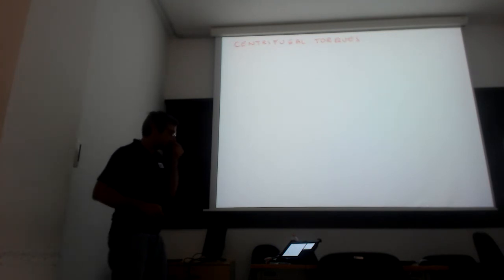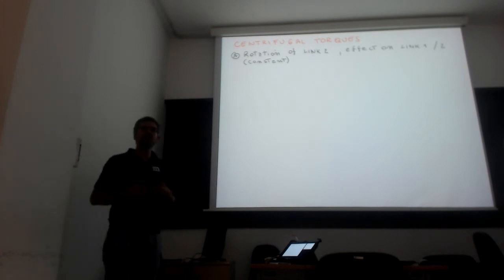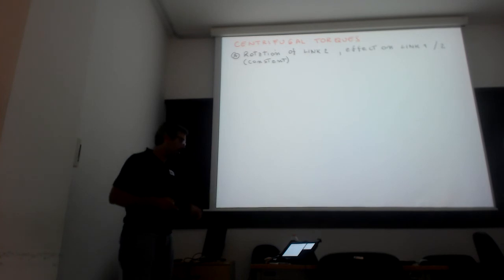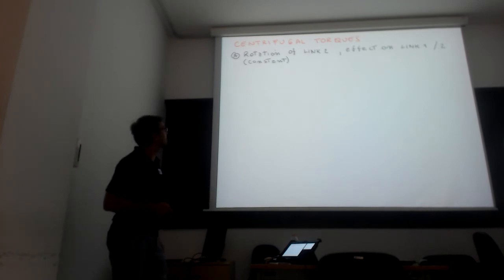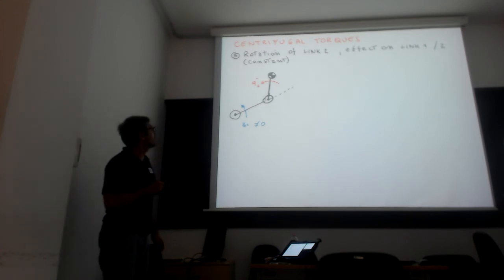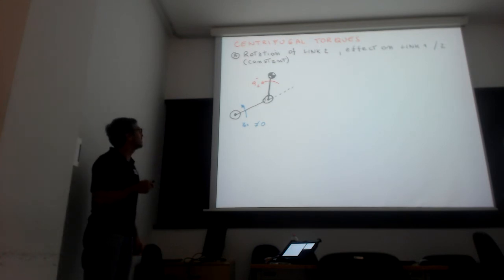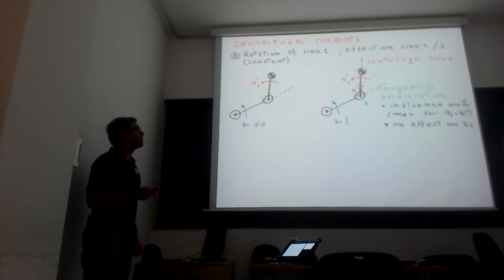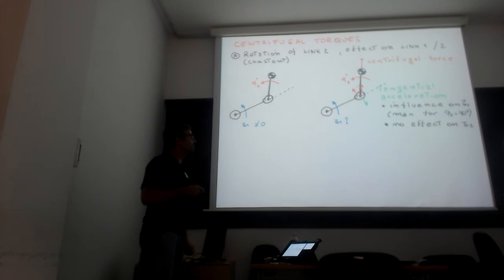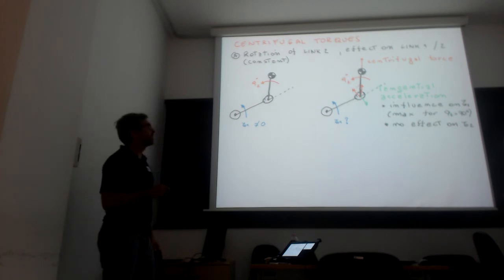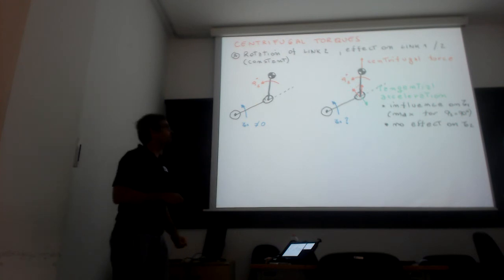In terms of centrifugal torques, to understand them, we consider how the rotation of a link affects the first joint and the second joint. So, if you think of rotating this second link, we have a centrifugal force. And this centrifugal force will have no effect on the second joint, but will have a component that creates a torque on the first link. So we have an influence on tau 1, and this influence is maximum whenever the joint is at 90 degrees, and we have no effect on tau 2.